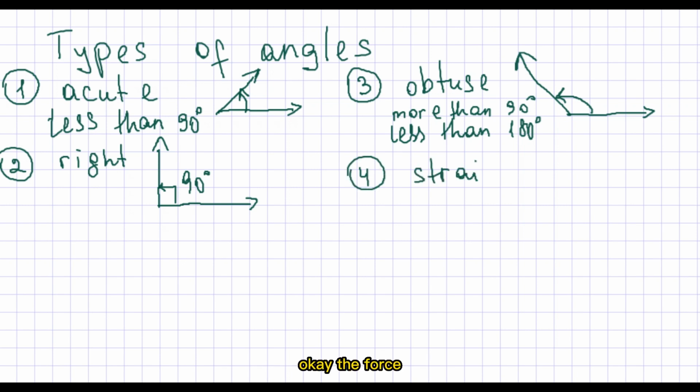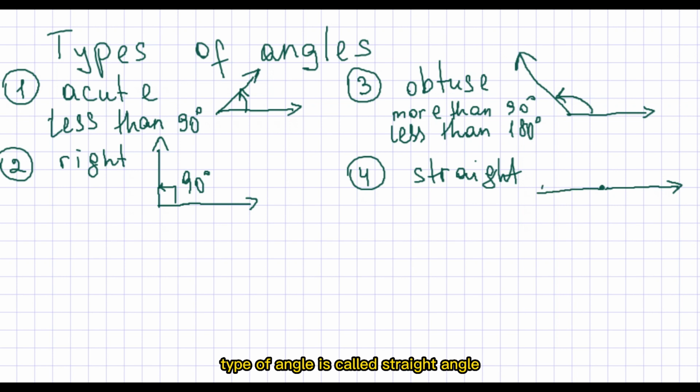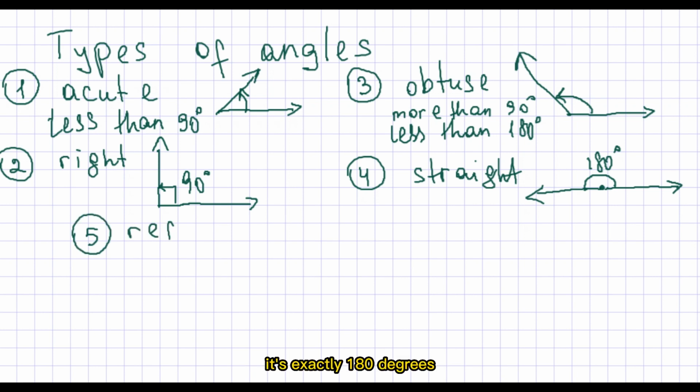Okay, the fourth type of angle is called straight angle. So the rays, the arms here, they are opposite to each other and the turning is 180 degrees. It's exactly 180 degrees. The fifth type of angle is called reflex. It's a little bit tricky type.